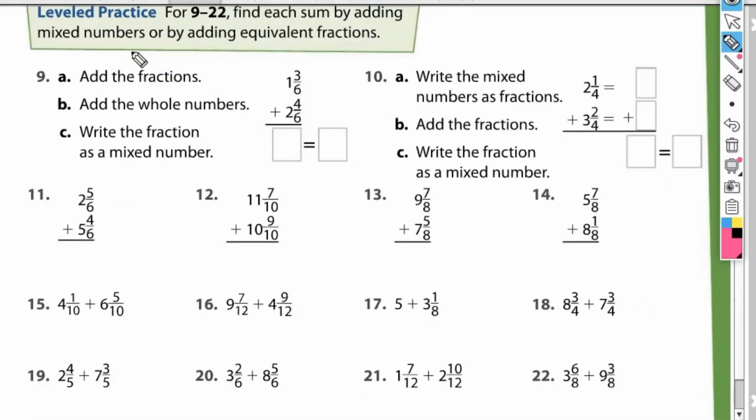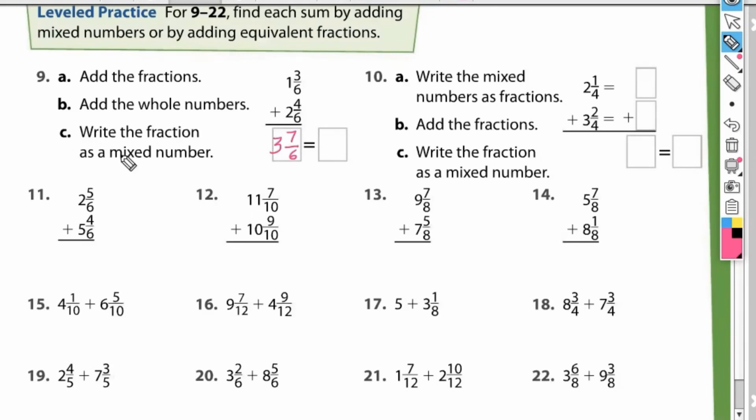Find each sum by adding mixed numbers or by adding equivalent fractions. Here we have A, B, C, the steps that I will follow when I add the mixed numbers. The first step, add the fractions. Okay, I will add the fractions. 3 out of 6 plus 4 out of 6, it will be 7 out of 6. Add the whole numbers. I will add the whole numbers. 1 plus 2 equals 3.